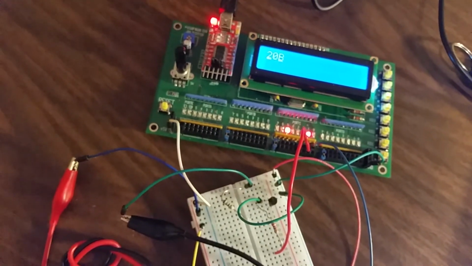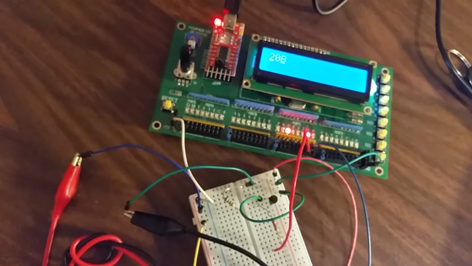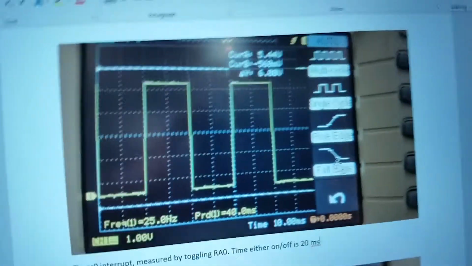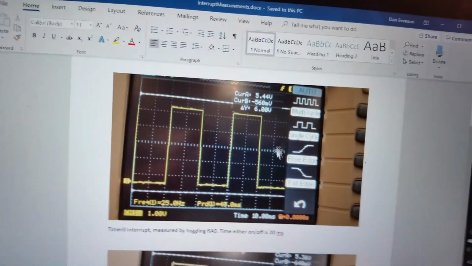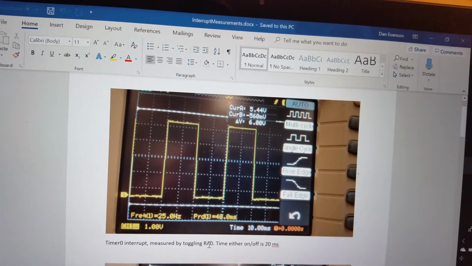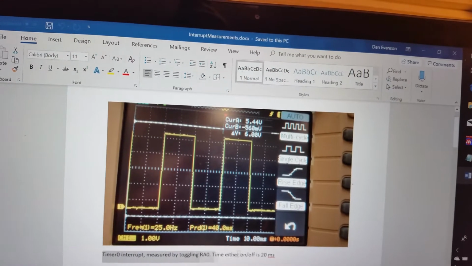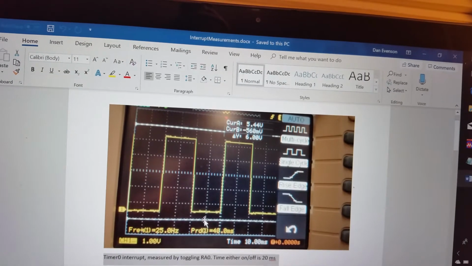And back to the timer interrupts. Timer 1 sets the frequency of the speaker, which is set to 440 hertz. And then I did some measurements. I don't have an oscilloscope here with me, but I did do some measurements earlier. By toggling RA0 for timer 0 interrupts, I got this waveform out.